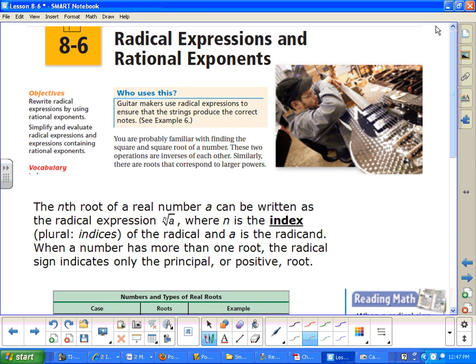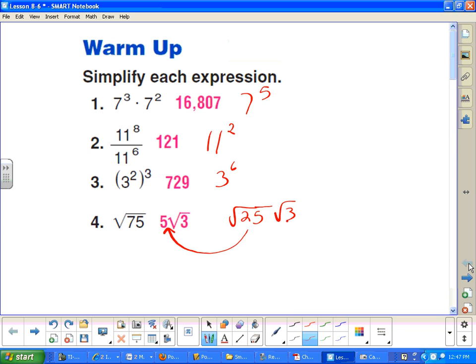Okay, so we're going to look at radical expressions and rational exponents. We're going to be doing those problems with fractional exponents, though. Okay? And we're going to learn how to take these problems and, if we have a fractional exponent, write it as a radical like number 4 here.